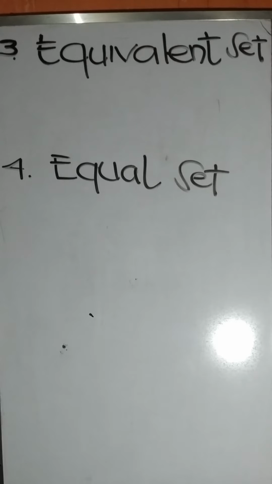Third kind of set is yung equivalent and equal set. Third and fourth. Na-discuss ko na yan, so idi-discuss ko na lang ulit. Equivalent set: dapat sila ay two sets with the same number of elements. Kapag sinabing equal set, two sets with the same elements. Example.